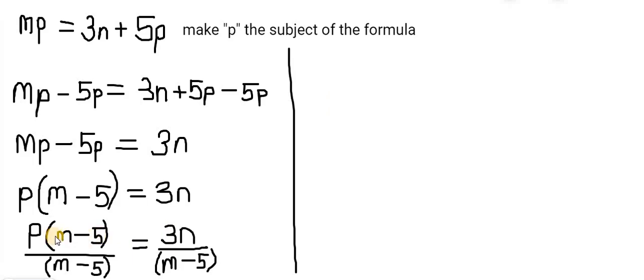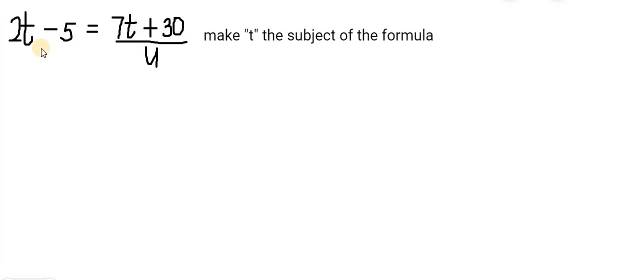Now, on the left, M minus 5 in a bracket at the top gets rid of M minus 5 in a bracket at the bottom. So I just have P on the left, and on the right, 3n over M minus 5. Now you can keep the brackets, or you can drop the brackets around M minus 5. Okay? And we're done, because P is the subject of the formula.